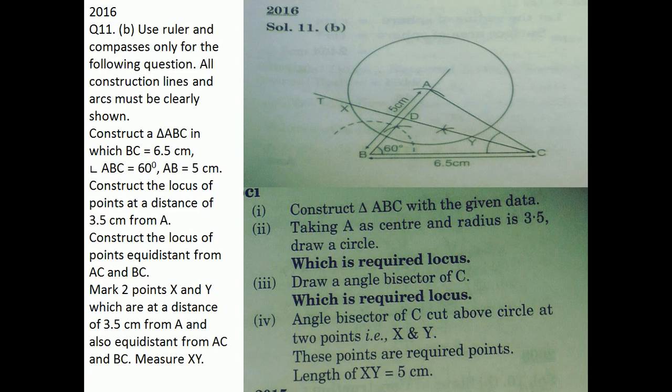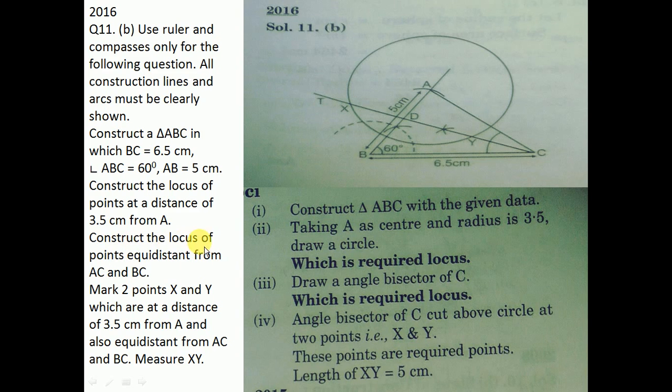So construct triangle ABC with BC 6.5. First draw that line. 60 degrees, draw an arc, cut for 60 degrees, measure BA 5 centimeter, extend that line, cut for 5 centimeter. Now you can complete this triangle. Locus of points at a distance of 3.5 centimeter from A. A is here. See, this is the locus of points. A circle has come. This is 3.5 centimeter away from my A.